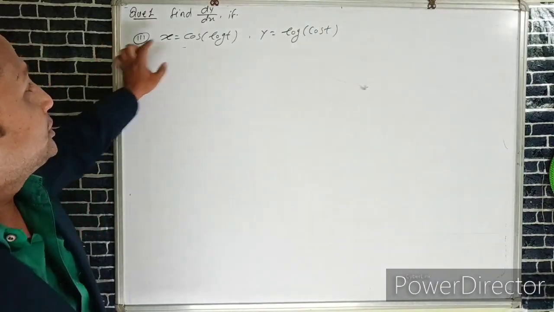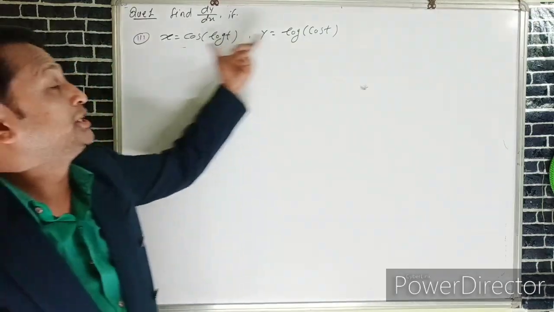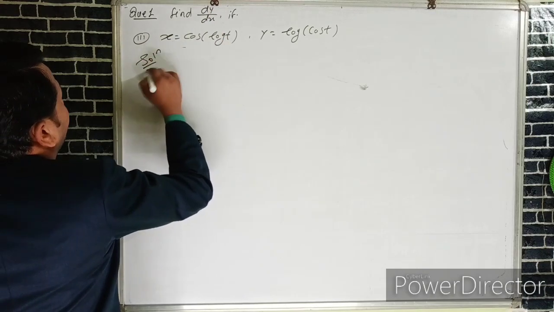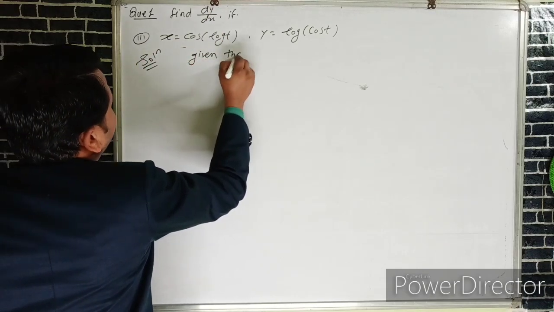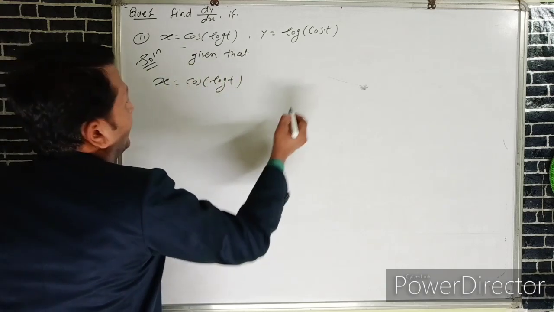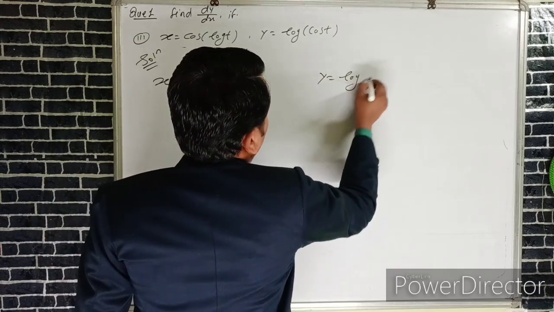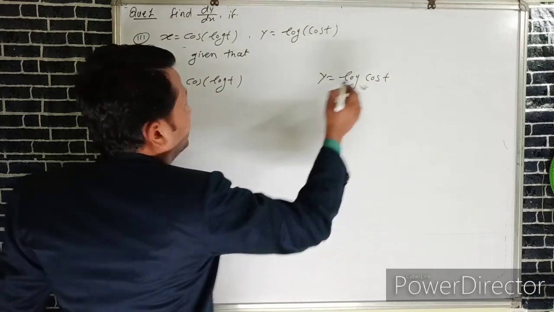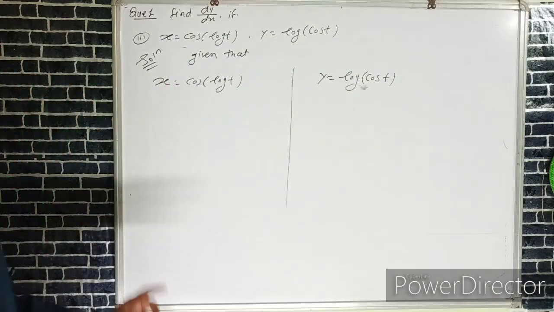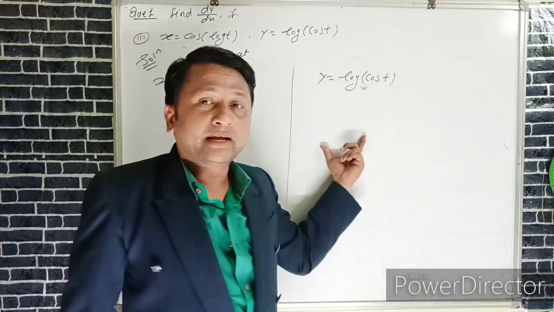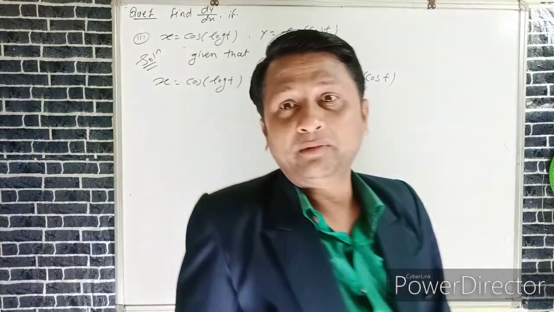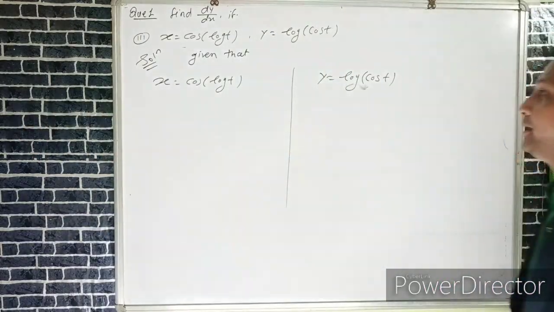Example number 3 again, which is in a parametric form. Here the parameter also is t. If we have to find dy by dx, first we take the given function, which is x equals cos of log t and y equals log of cos t. If we have to find dy by dx by using the definition of parametric function, then first we find dy by dt and dx by dt, and by using the definition of parametric function, we can find dy upon dx is equals to dy by dt upon dx by dt.